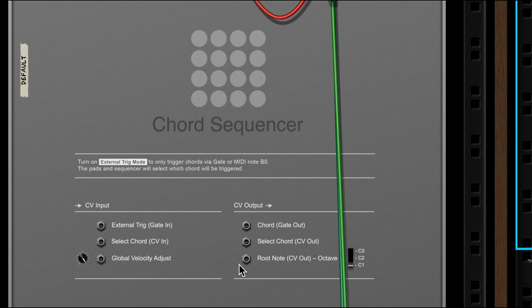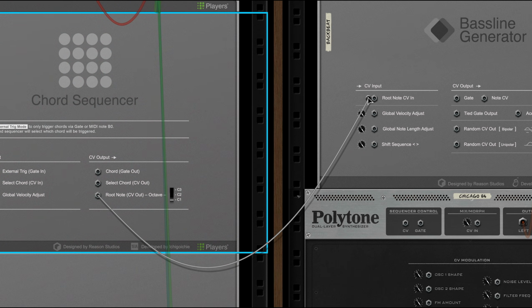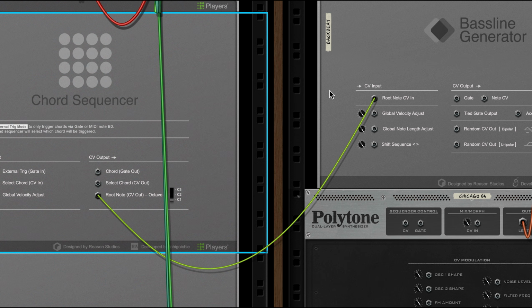The reason that I want the pitch to be relatively flat is because I'm going to do one of my favorite player combination tricks, which is to flip the rack and cable a control voltage cable from the root note out of chord sequencer on my chord synth to the root note in on the bassline generator of my bass synth, which now has my bassline following along with my chord changes.